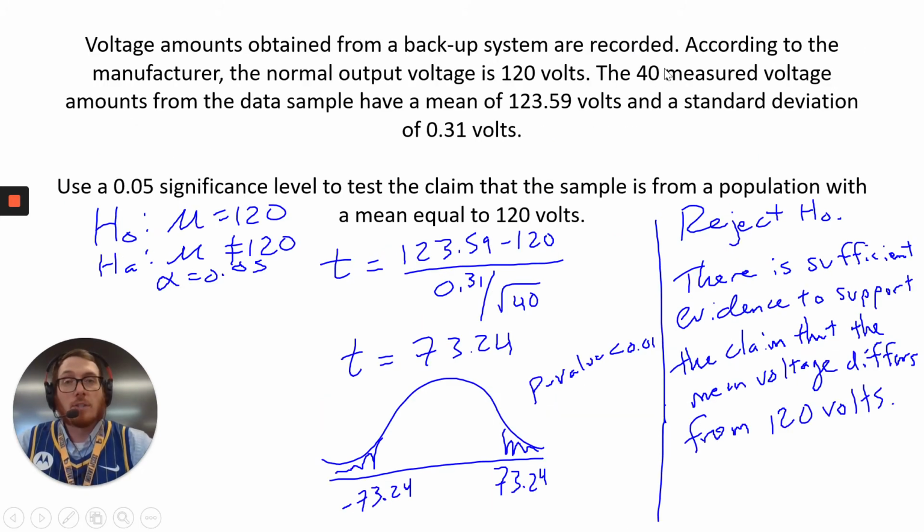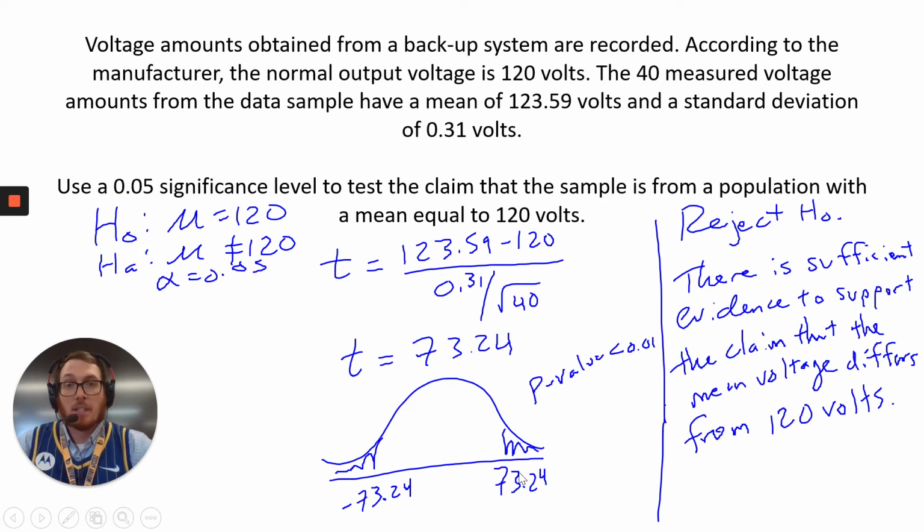40 measured voltage amounts, that's N, have a sample mean of 123.59, which is X bar, and a standard deviation of 0.31, which is S. I plug into the test statistic formula, X bar minus the mean, divided by standard deviation over root N. I get a huge number here, 73.24. Huge, huge, huge.